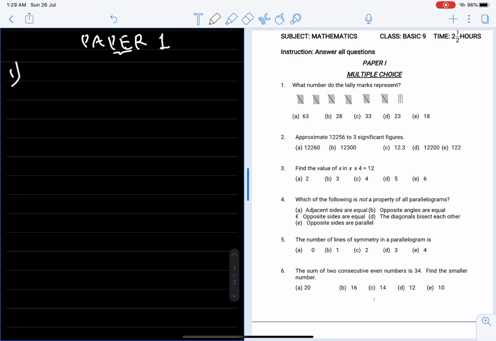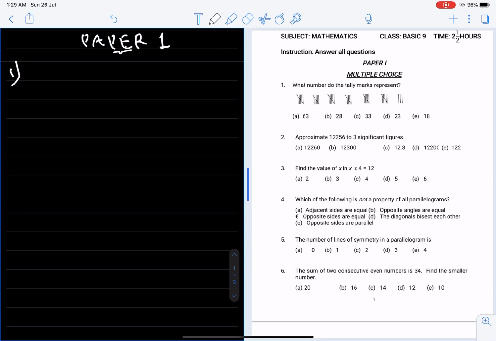What number do the tally marks represent? Let's see. 1, 2. Oh, I think there's an error here. Tally marks are supposed to be in fives. Each bunch is supposed to be a group of 5. And this has 5 strokes and another slash on top of it.